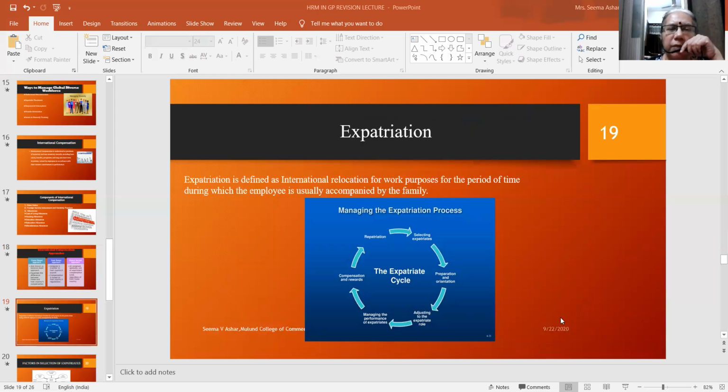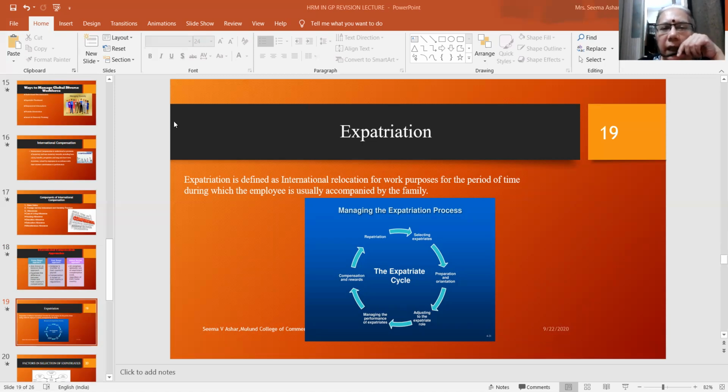The next topic, which is in unit 3, is expatriation and repatriation. Now, what is this expatriation? It is defined as an international relocation for work purpose for a period of time during which the employee is usually accompanied by the family. So, the employee is sent for an international assignment for a sufficiently long period of time wherein his family also relocates with him. This is called the process of expatriation.